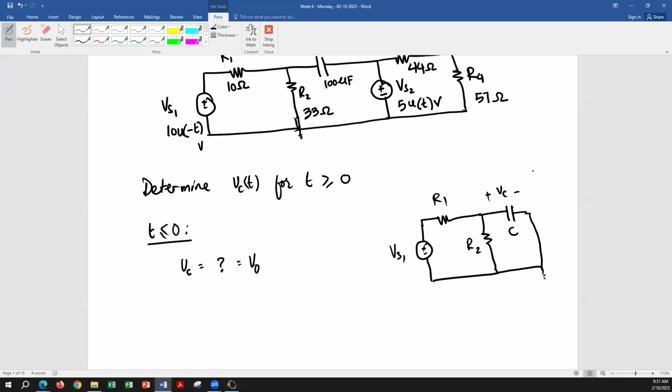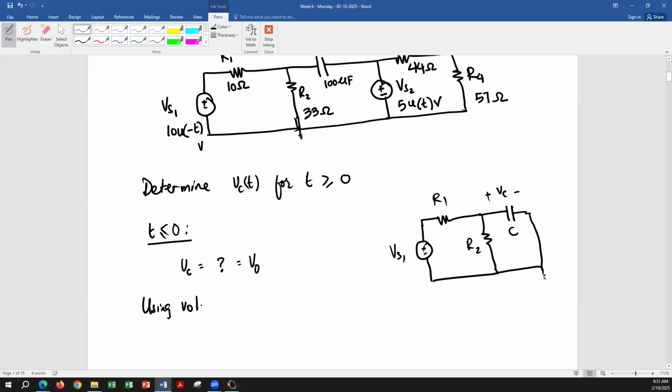And remember, the capacitor is acting as an open circuit. It's been running for a long time, t less than or equal to 0. When this source is on, it is fully charged. So it's acting as an open circuit. So whatever is the voltage across R2, assuming the capacitor is an open circuit, that voltage is going to be the voltage across the capacitor. So how are we going to find that voltage out? Who's going to tell me? Voltage division, very good, easy. Voltage division.